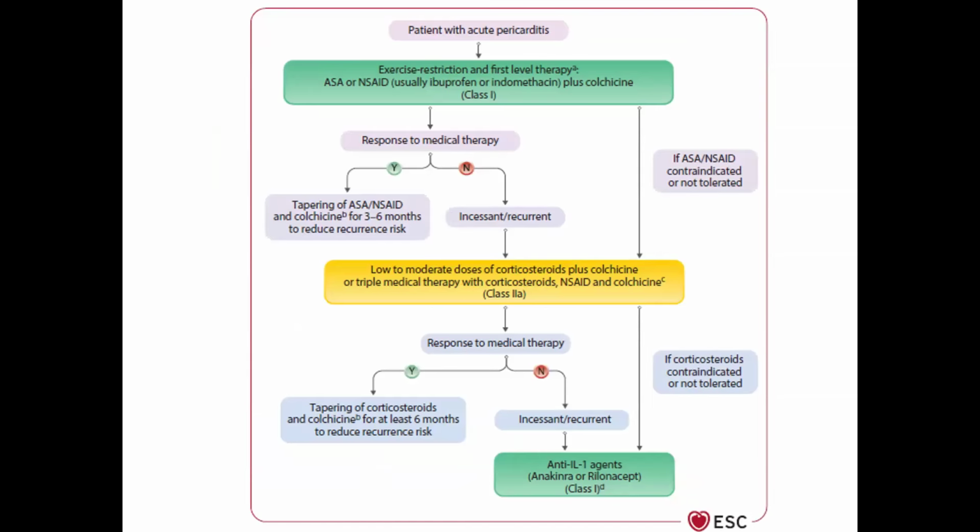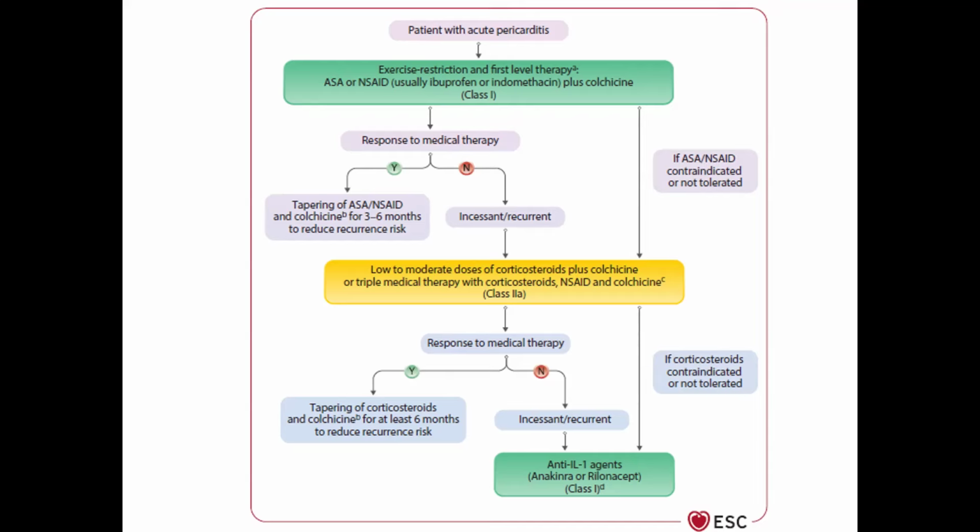Yes, these are our management steps, the same thing. We said class 1 exercise restriction, first level therapy, which is aspirin or NSAID plus colchicine. This is class 1. This is the first step in management. Then you assess response to treatment. If he responded to treatment, after 1 to 2 weeks, you start to taper the aspirin and NSAID. Colchicine will continue for 3 to 6 months to reduce recurrence.